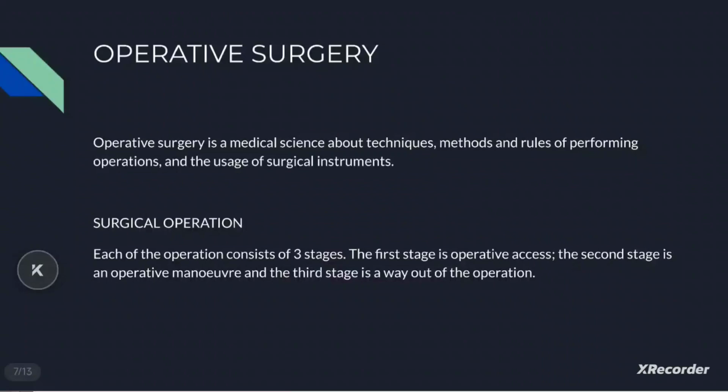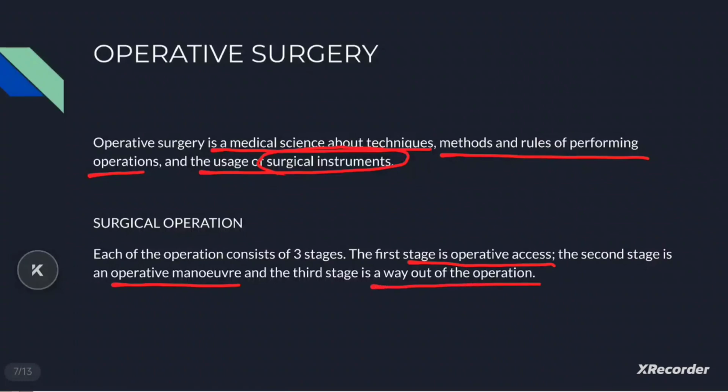Because whenever we perform surgery as a future doctor, we should know the anatomy and the location, because it might cause a blunder in future if we don't know the proper location of it. So operative surgery is a medical science about techniques, methods and rules of performing operations and usage of the surgical instruments. Now, there are 3 stages of surgical operations. First stage is operative access, second stage is operative maneuver, and third stage is way out of the operation.